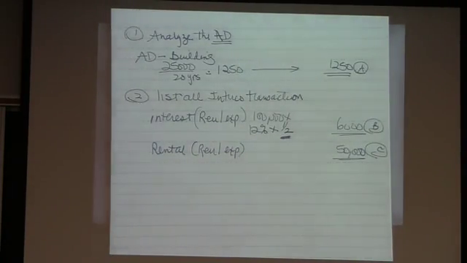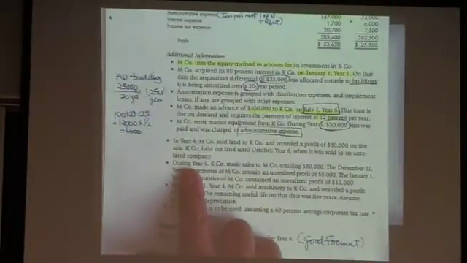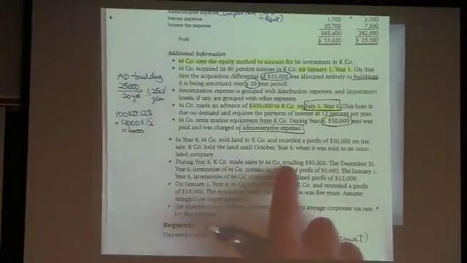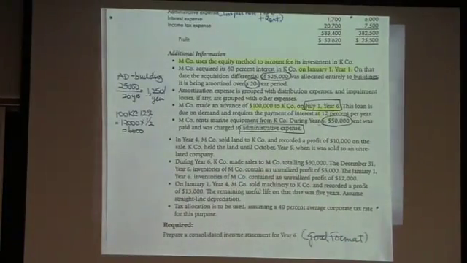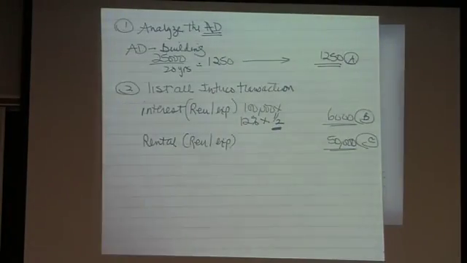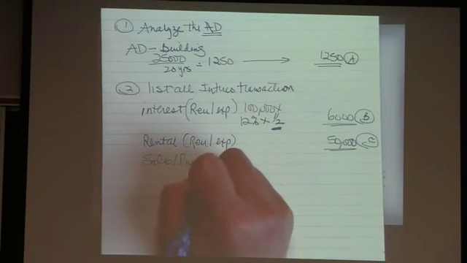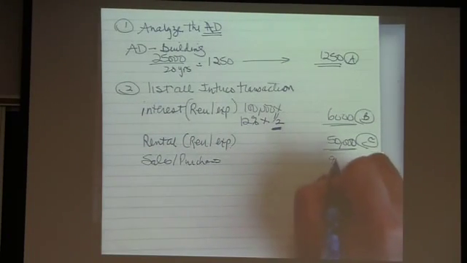Now, let's read the next set of lines here. It says, during year 6, K made sales to M totaling 90. So we know this is the intercompany sales. So sales and purchases will have to be eliminated at 90. Let's call that D because we're going to make that reference, aren't we?